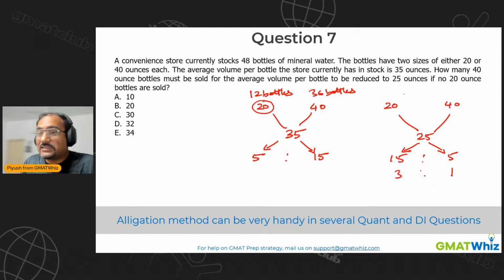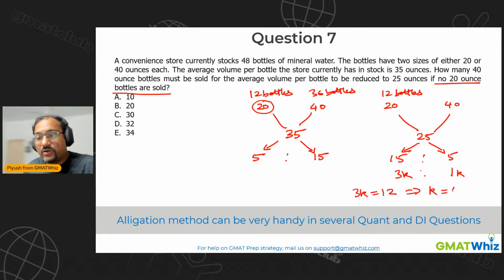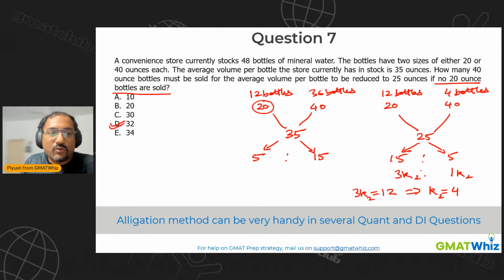Now, I know there has been a change in the number of bottles of 40 ounces because some were sold. But there are still 12 bottles of 20 ounces because no 20 ounce bottle was sold earlier. So I know this 3K is basically equal to 12. So I can calculate that K is equal to 4. You can call it K2 if you don't want to confuse yourself with another K being used. So K2 is equal to 4. That means there are now 4 bottles of 40 ounces. So if there are 4 bottles of 40 ounces instead of 36 bottles, we should have sold 32 bottles of 40 ounces. Basically, that's the idea.